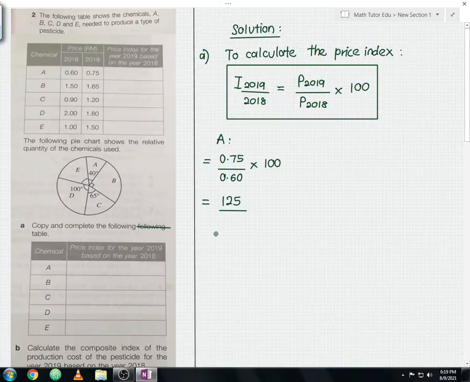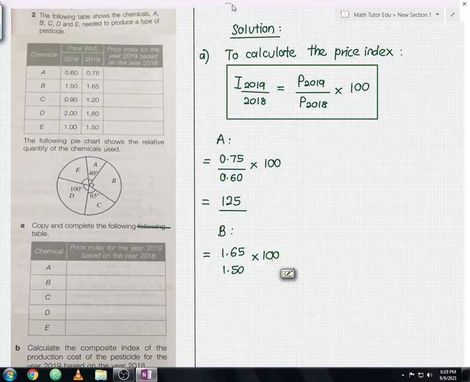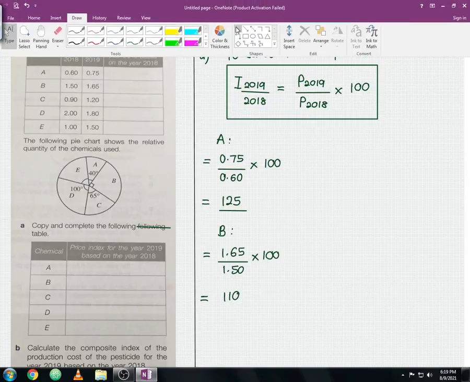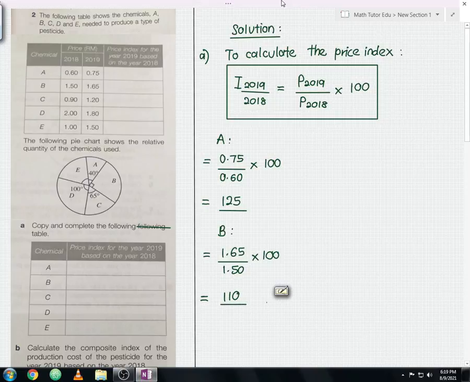Continue our working with chemical B. We need to find the price index for chemical B. So it will be equal to 1.65 divided by 1.50 times 100. Let me underline the fraction. So you calculate this, and you should get the price index for chemical B is 110. Let me underline this, and let me make a line here.